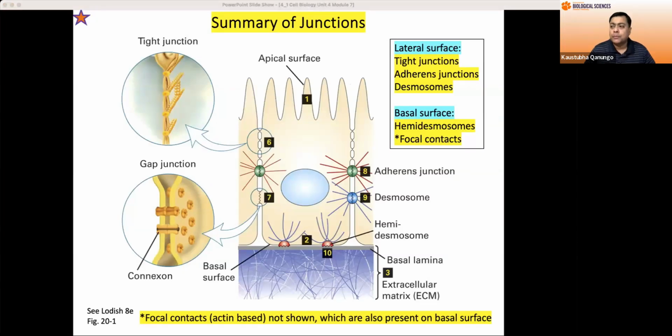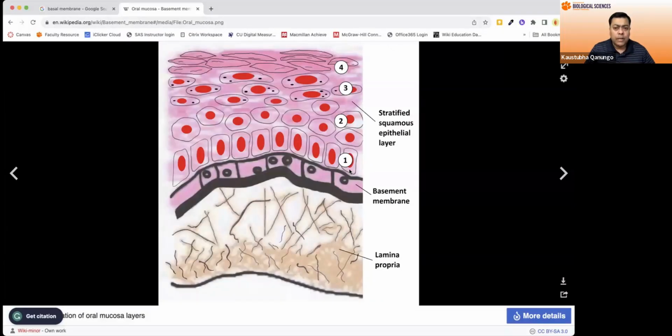Let me just share a Google. So here you can see that you have this epithelial layer, and right here, this is the lamina propria, or the reticular layer that you are seeing.